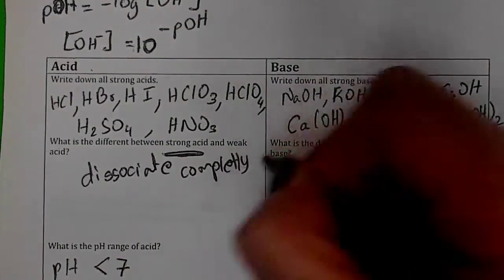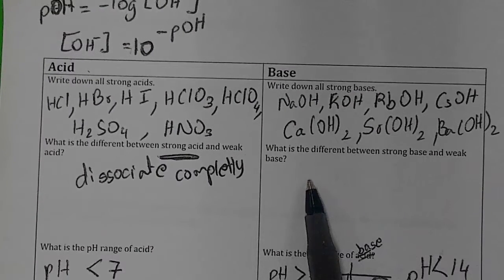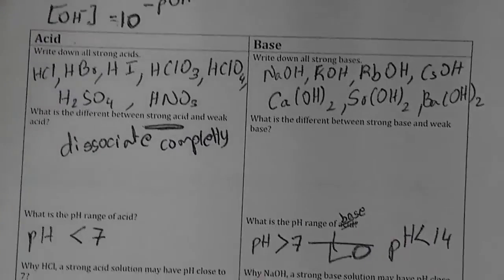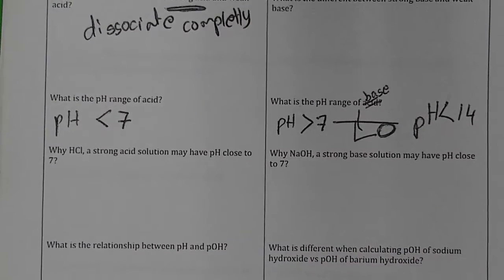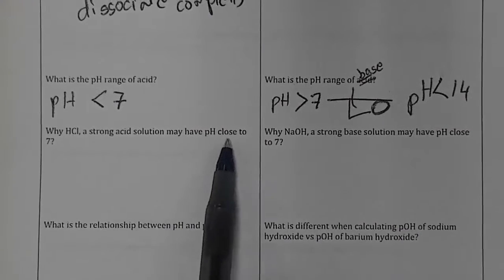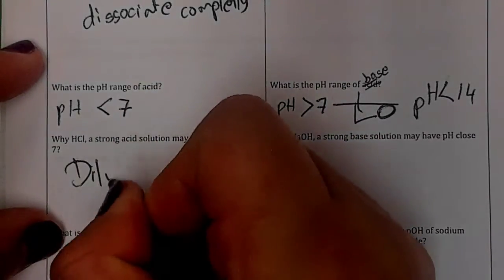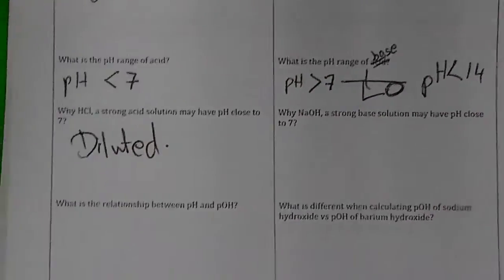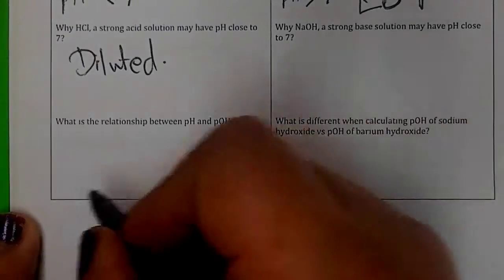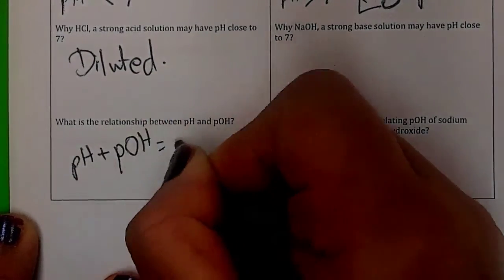What is the difference between strong base and weak base? The same thing. Strong base dissociates completely, weak base not really. pH range, we talk about it. Why may an HCl strong acid solution have pH close to 7? It's super diluted. Very, very diluted. What is the relationship between pH and pOH? pH plus pOH is equal to 14, or you can say pH equals 14 minus pOH.